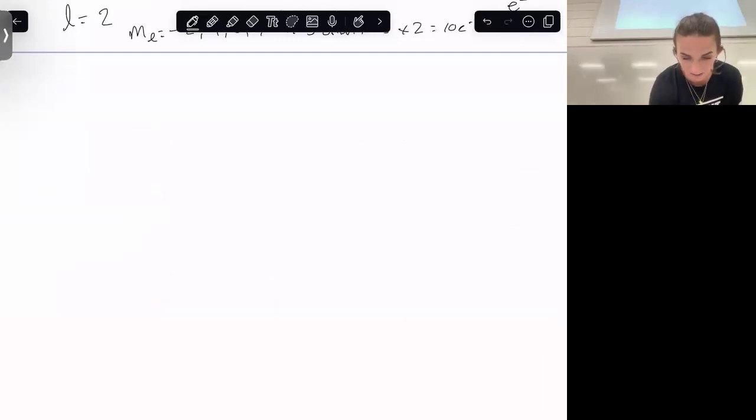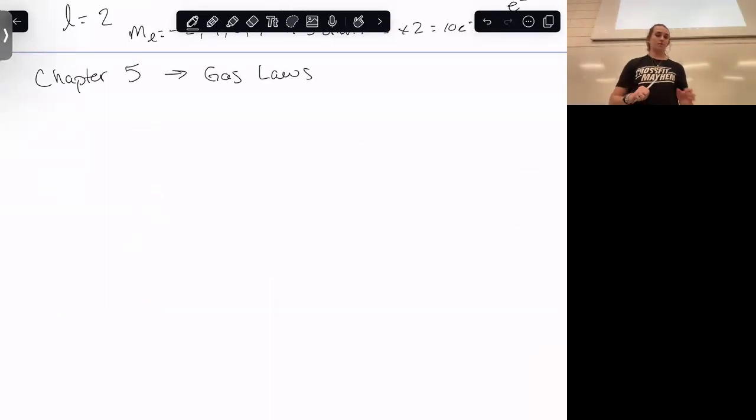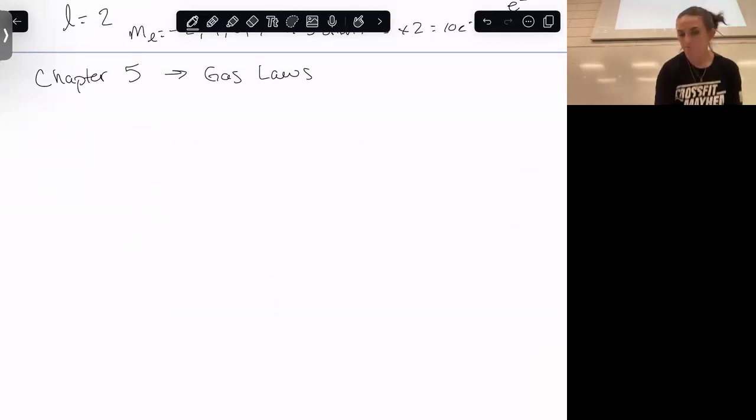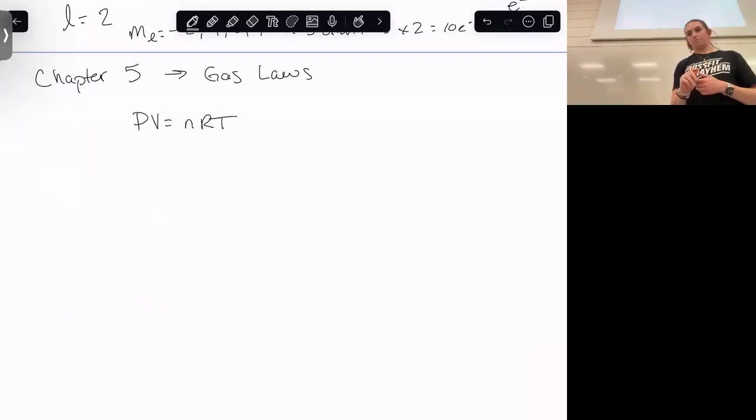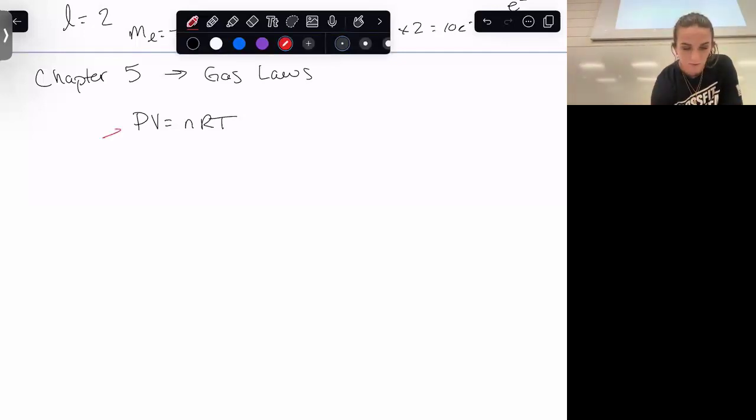Okay, so when we do chapter 5, this is all about our gas laws. So what is our big gas law that we use? What's our ideal gas law? PV equals nRT. Okay. If we're to label PV equals nRT, what is P here? This is pressure. What's the unit we usually use?